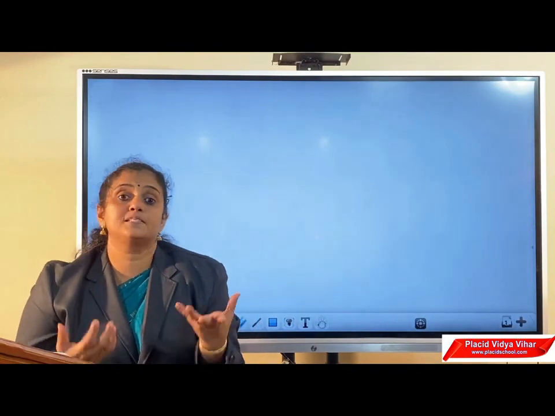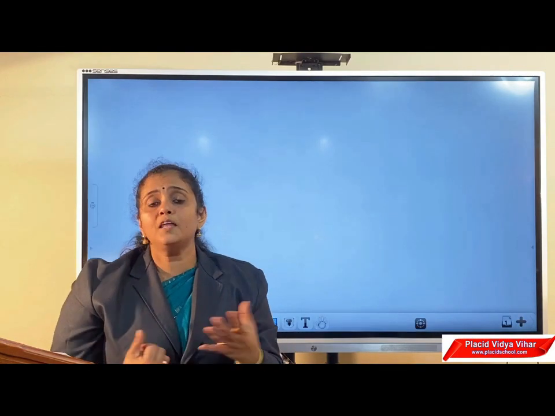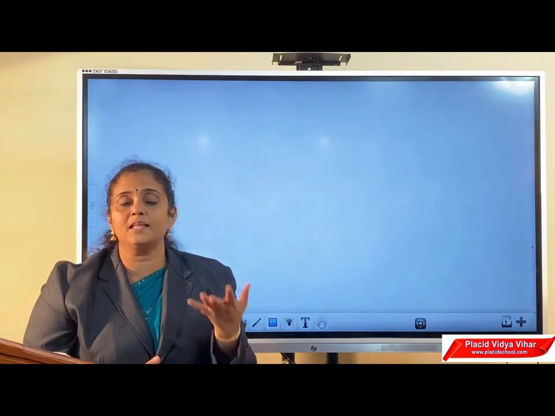Then, in the determinant method, how can we find whether the system of equations is consistent or inconsistent? We can find the determinant of A. If the determinant of A is equal to 0, then we can say that the system of equations is inconsistent. If the determinant of A is not equal to 0, then we can say that the system of equations is consistent. Okay, then we can do the next one.